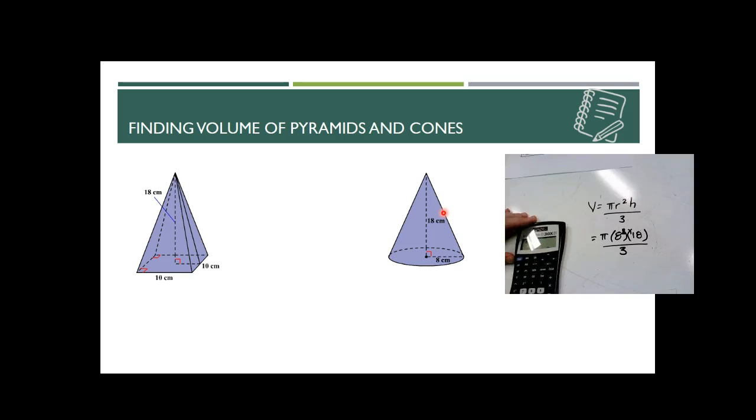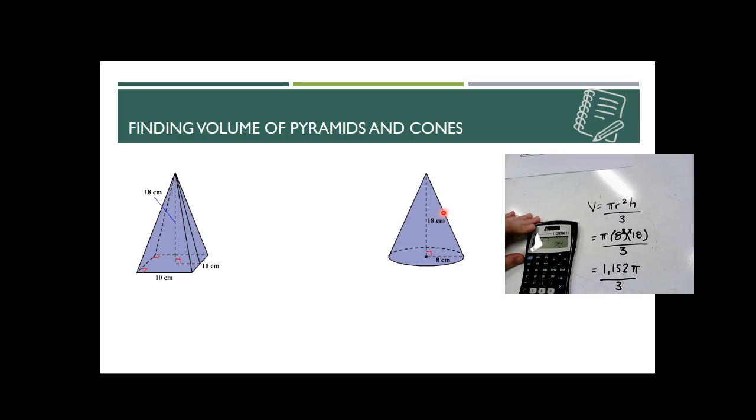I have a cheap calculator instead of a nice one, but that's alright. So 8 times 8 will give me my 8 squared times 18. Should give me 1,152 pi over 3. I'll go ahead and see if that'll reduce down to 384.